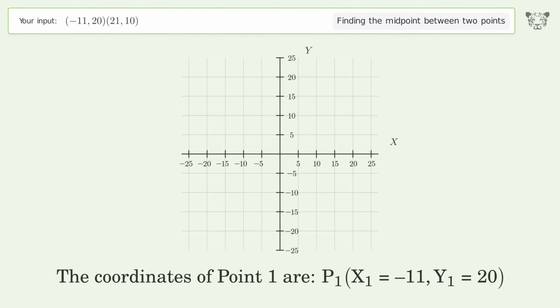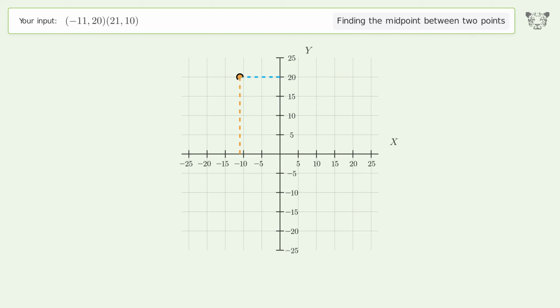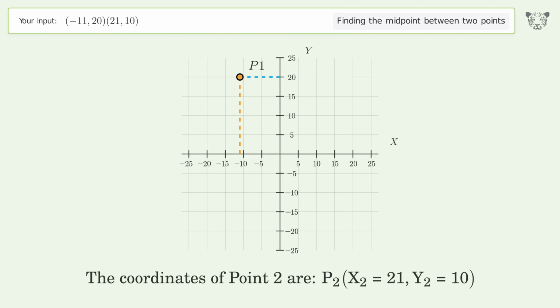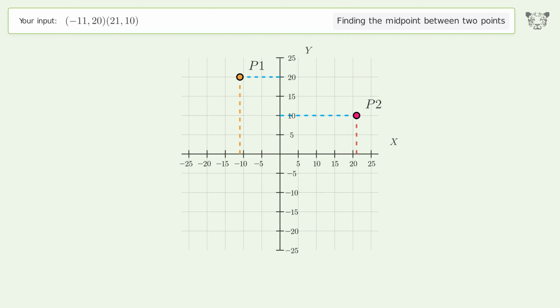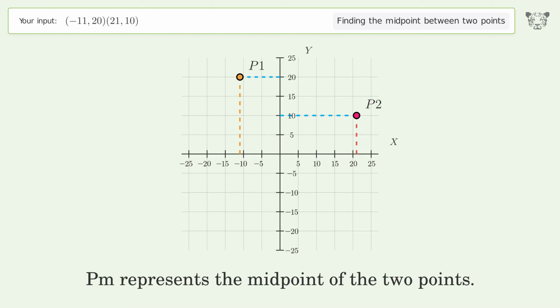The coordinates of point 1 are x1 equals -11, y1 equals 20. The coordinates of point 2 are x2 equals 21, y2 equals 10. PM represents the midpoint of the 2 points.